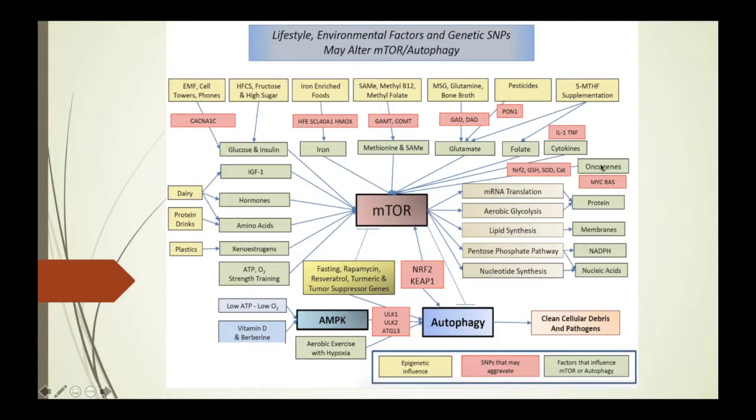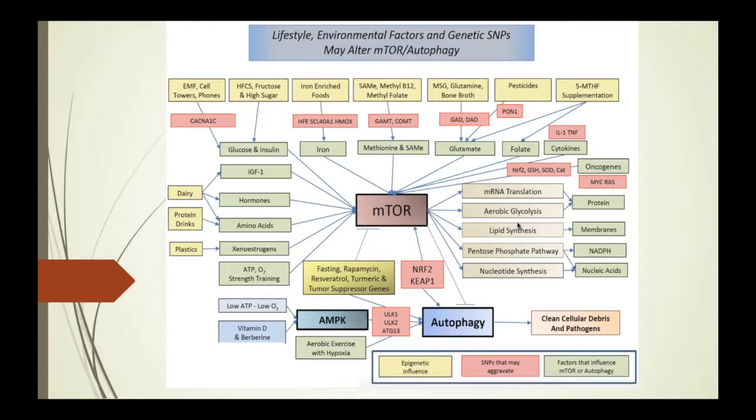There are many oncogenes as well that influence mTOR, and the SNPs that are associated in these studies are NRF2, SOD, and catalase enzymes. So basically, when mTOR is regulated, it plays a fundamental role in cellular processing, such as protein synthesis, lipid synthesis, nucleotide synthesis, etc. When it's deregulated, it could lead to cancer, diabetes, and aging. We will talk more about these slides as we go in depth.